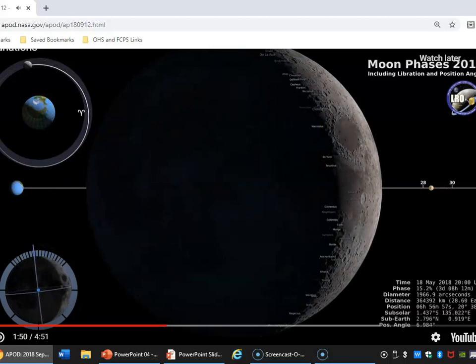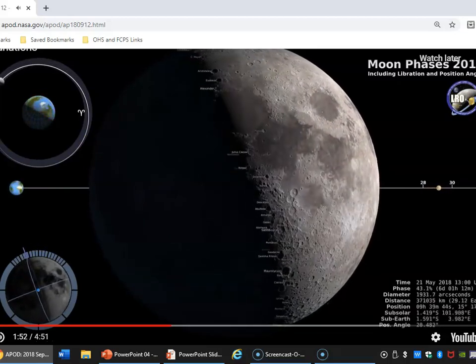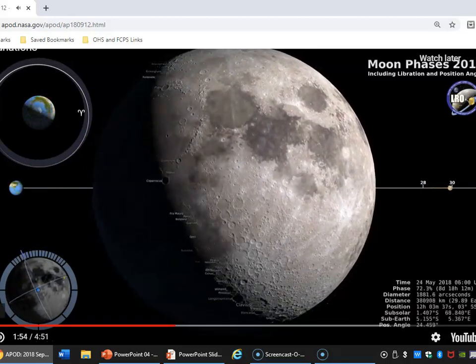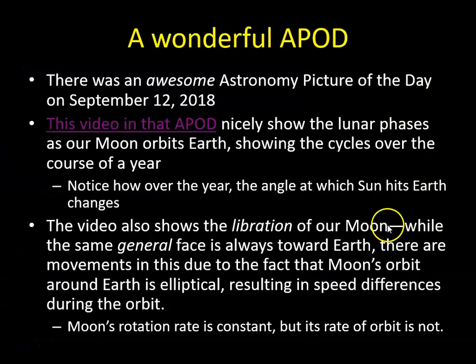Okay, so now let's head back to the actual PowerPoint and just take stock of this delightful feature. But recall again, our moon's phases are due to the fact that we are viewing it from different angles with respect to the sun as it orbits around Earth.